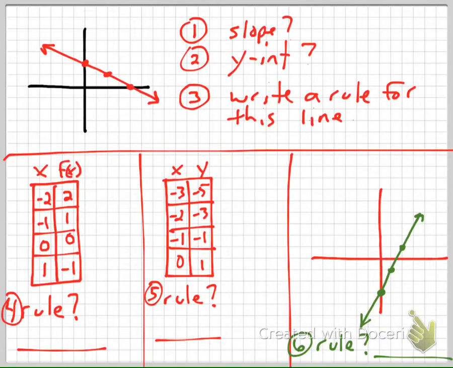All right, this is lesson 8.4b, writing rules for linear functions in pre-algebra. Here's the quiz I gave you to start. Here we go. The first thing we need to do on this, number one, is to find the slope.